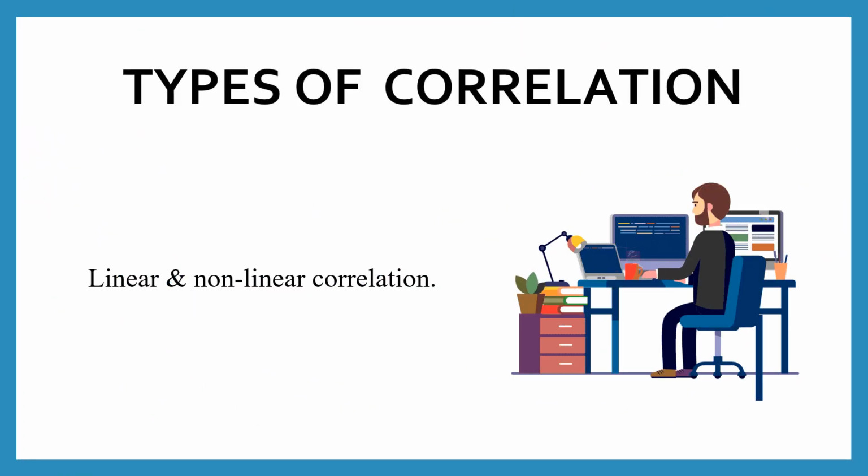Now, types of correlation, which are linear and non-linear correlation. When the data relating to correlation plotted on graph paper give rise to a straight line, it is a case of linear correlation. This is possible only when there is perfect relationship or consistency in the ratio of changes between the values of variables.